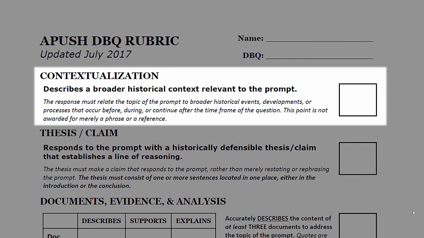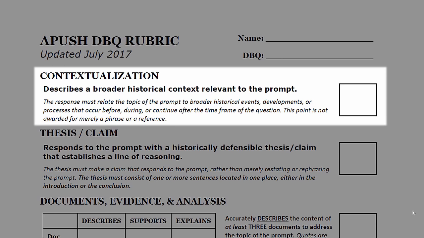Next, we go to contextualization. Describes a broader historical context relevant to the prompt. The response must relate the topic to the broader historical events, developments, or processes that occur before, during, or continue after the time frame of the question. This point is not awarded for merely a phrase or a reference.